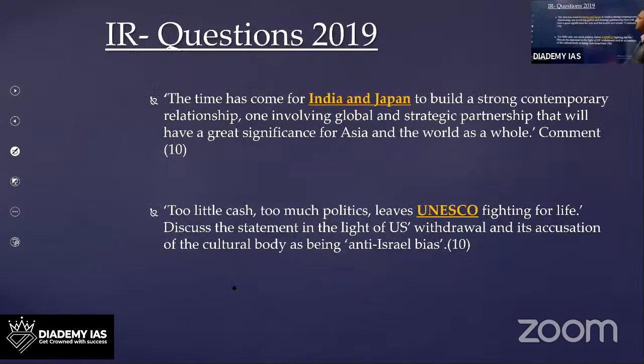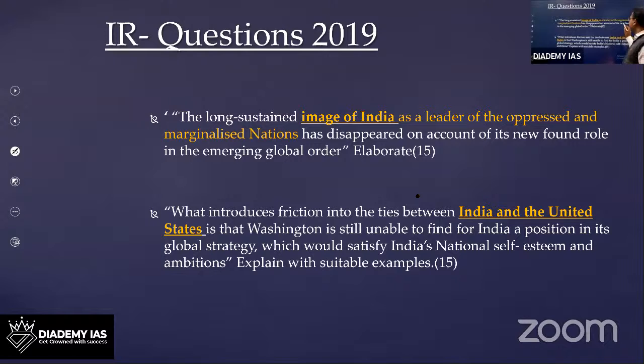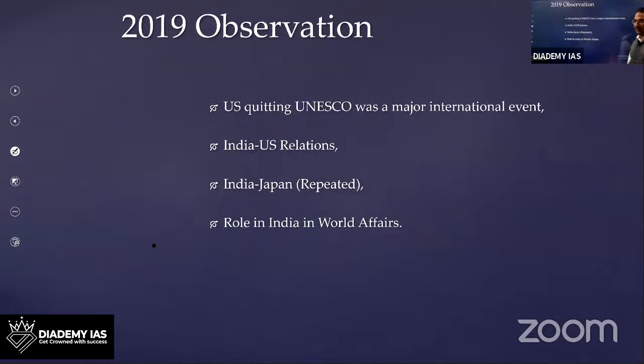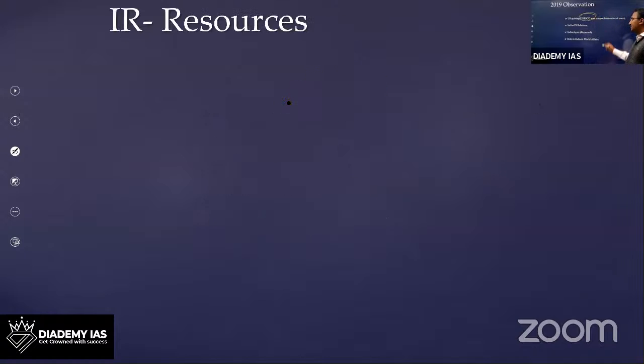In the 2019 questions, we can see some fundamental topics: Japan's relationship, international bodies that I told you about. Again, there is a question about the role of India in world affairs. Then relations with the United States. So you can see country to country relations and some questions at the broad level are coming. This UNESCO question was there because of current affairs.